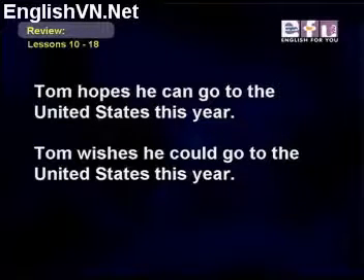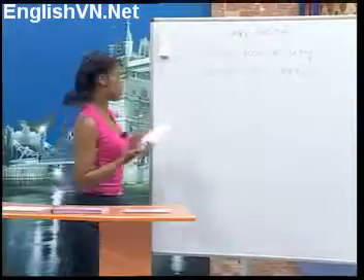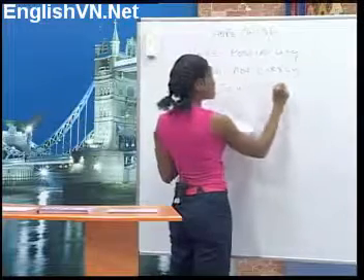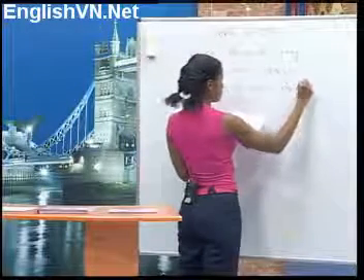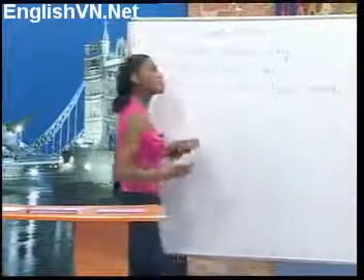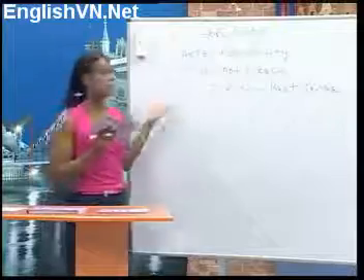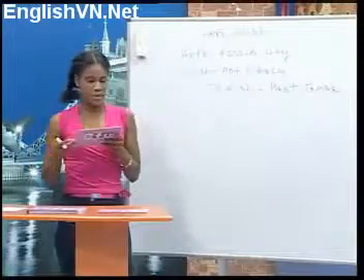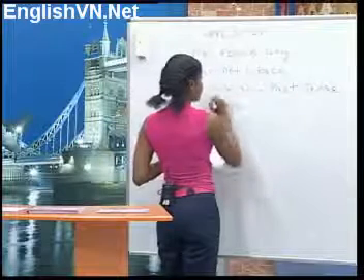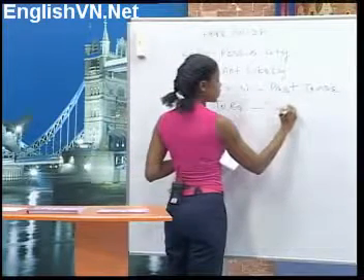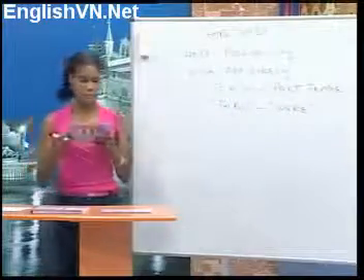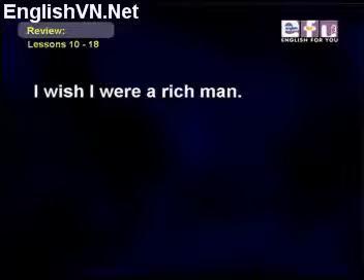Okay, when we use the verb to wish, we use the past tense of the verb following it. This is to show the difference between reality and non-reality or fantasy. Okay, when we use the verb to be after wish, it's always in the form of were, no matter the subject. For example, I wish I were a rich man.